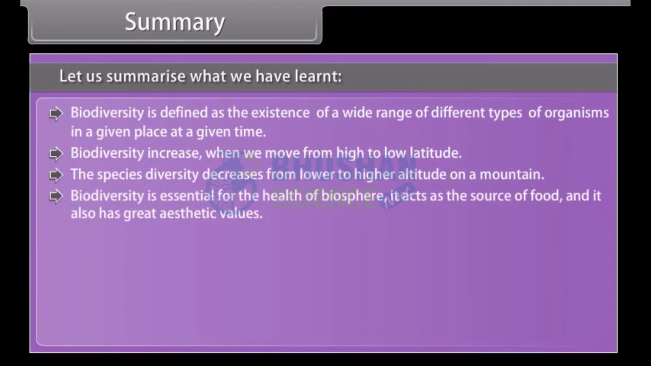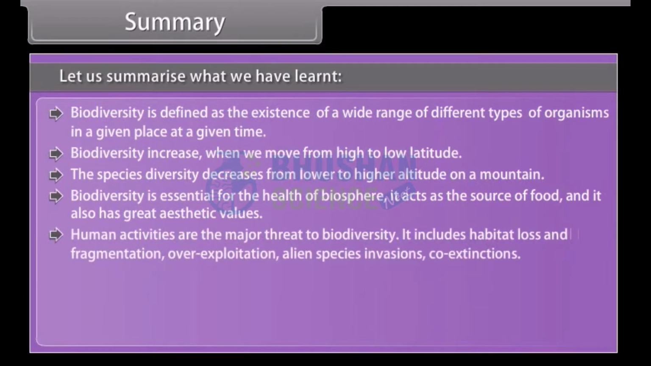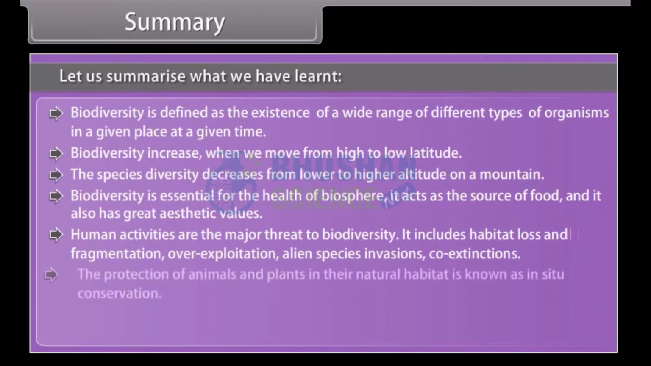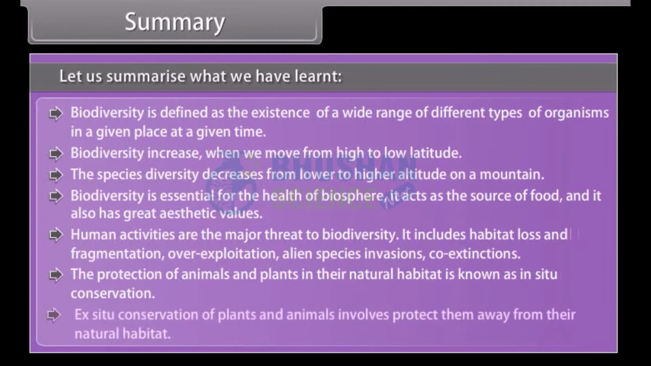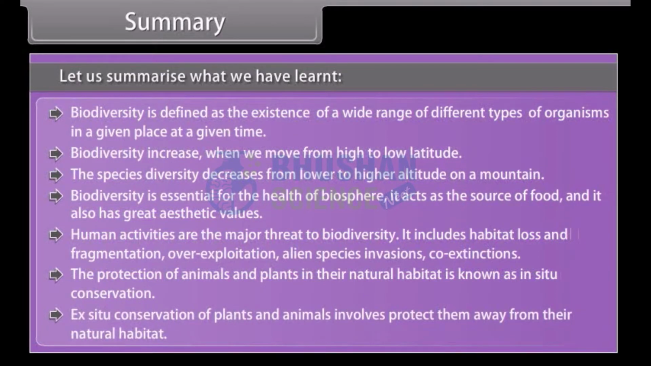Biodiversity is essential for the health of the biosphere. It acts as the source of food and it also has great aesthetic values. Human activities are the major threat to biodiversity. It includes habitat loss and fragmentation, over-exploitation, alien species invasions, and co-extinctions. The protection of animals and plants in their natural habitat is known as in-situ conservation. Ex-situ conservation of plants and animals involves protecting them away from their natural habitat.